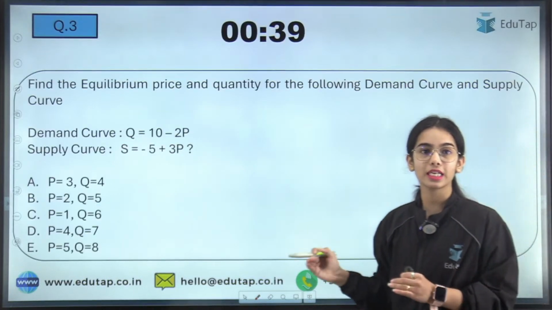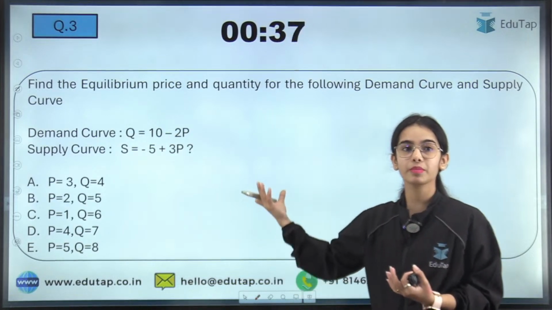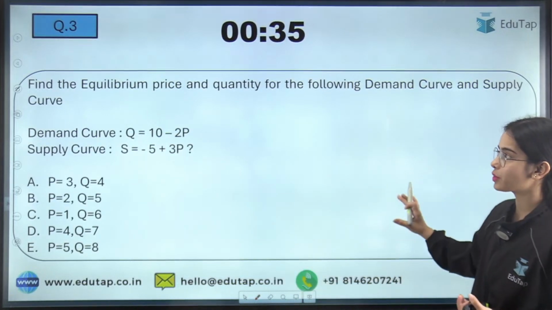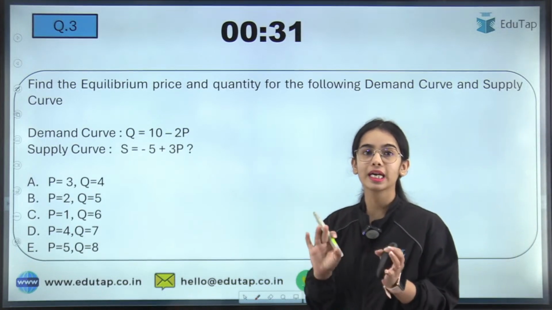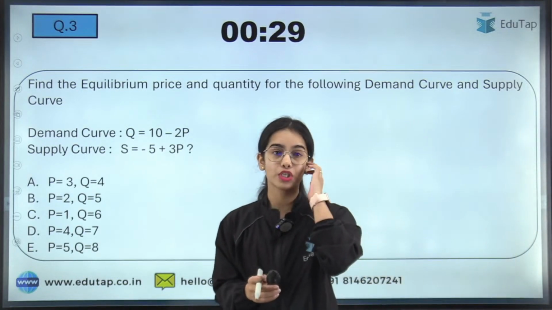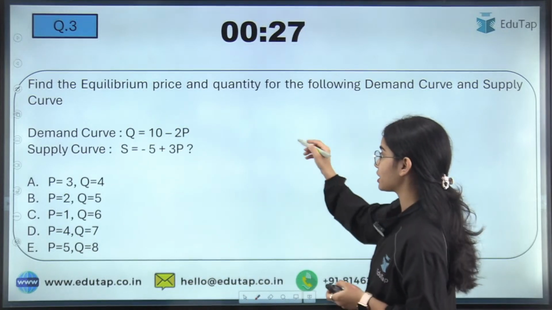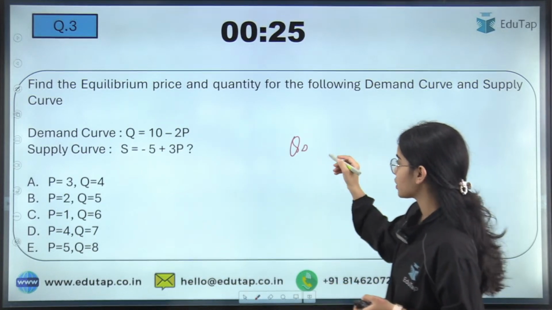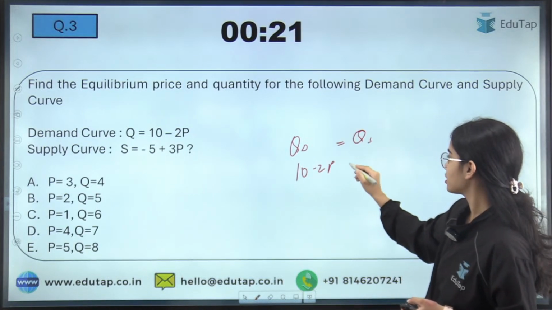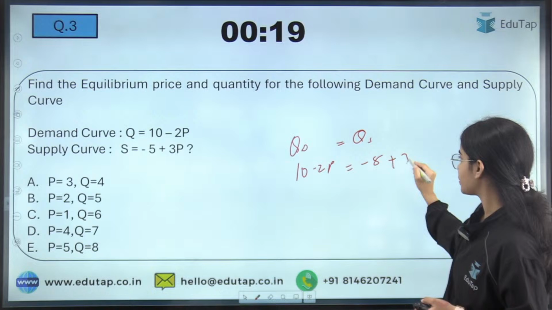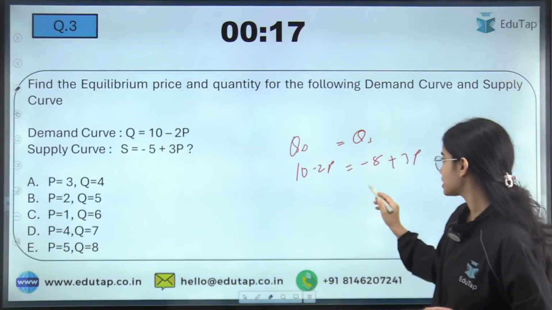Okay, coming to the next question, a previous year question has come like this. I hope you will be able to answer it: find the equilibrium price and quantity for the following demand curve and supply curve. So try to answer this. The demand equation has been given as quantity demanded is equal to 10 minus 2p. The quantity supplied is minus 5 plus 3p.